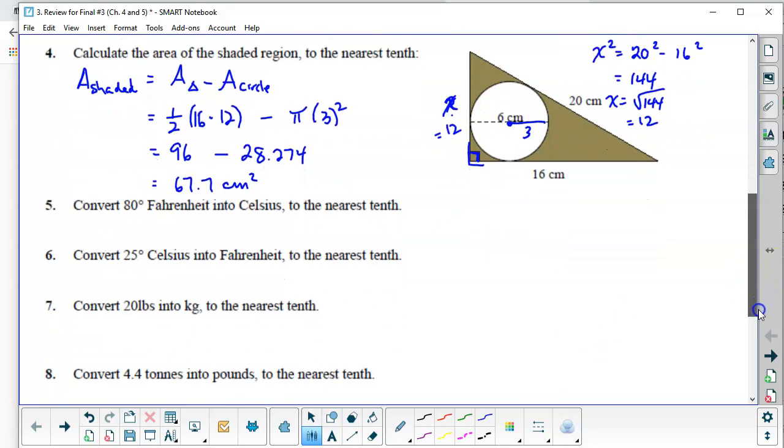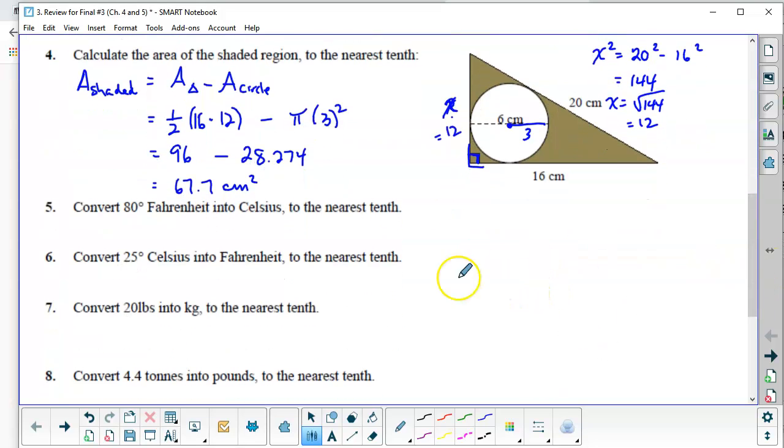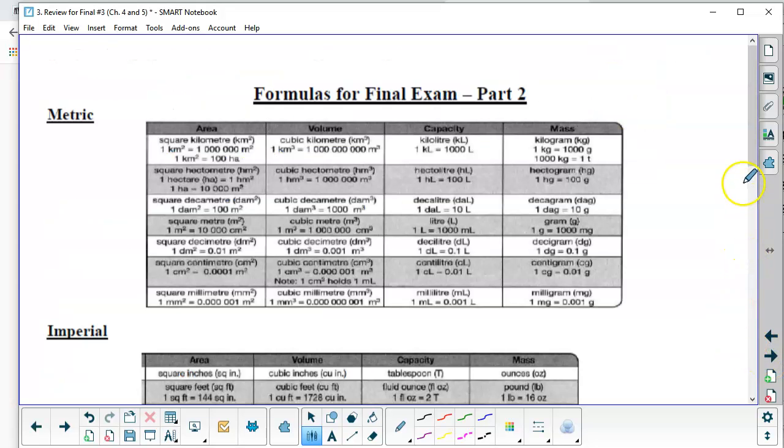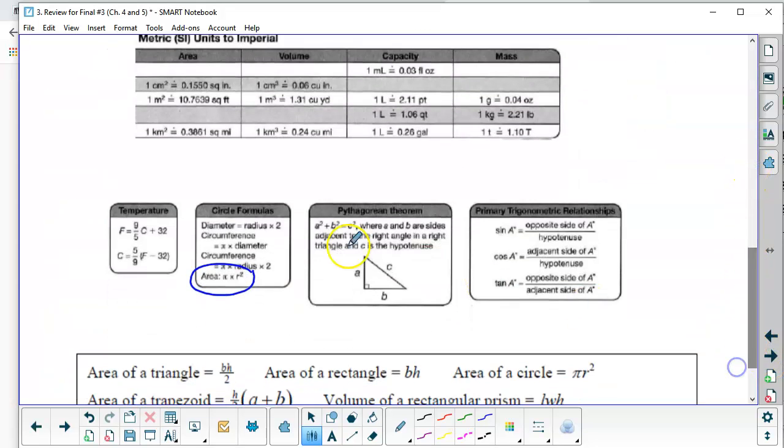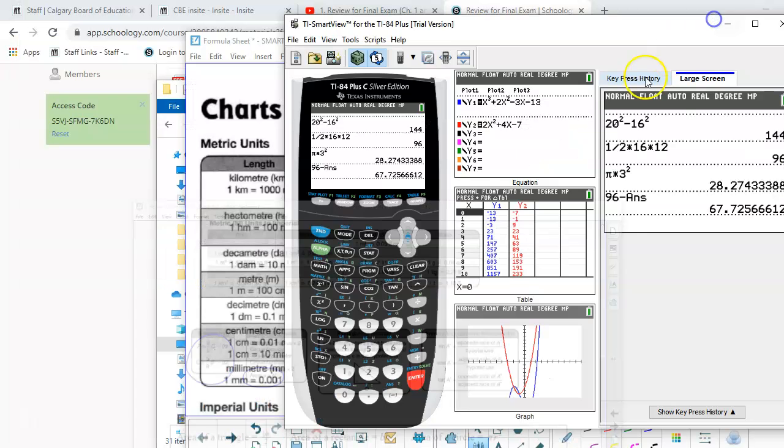Okay, next part, converting temperature. So 80 degrees Fahrenheit into Celsius. So we want a formula that C equals. So if you look in the back of your book, at the bottom of the page, there are these formulas here. So we want the C equals, that's 5/9 times, in brackets, F minus 32.